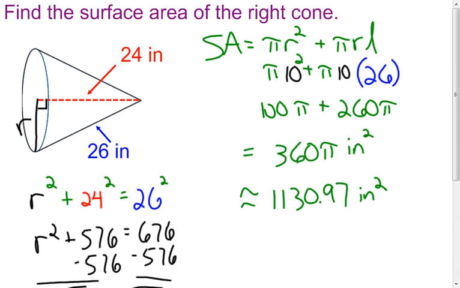I like the exact answer because I could do it all in my head and I didn't need my calculator, but sometimes we do need that approximate value as well. So you have the surface area now of that cone using the formula and using a little Pythagorean theorem there as well. And that's going to conclude my examples on surface area of pyramids and cones.